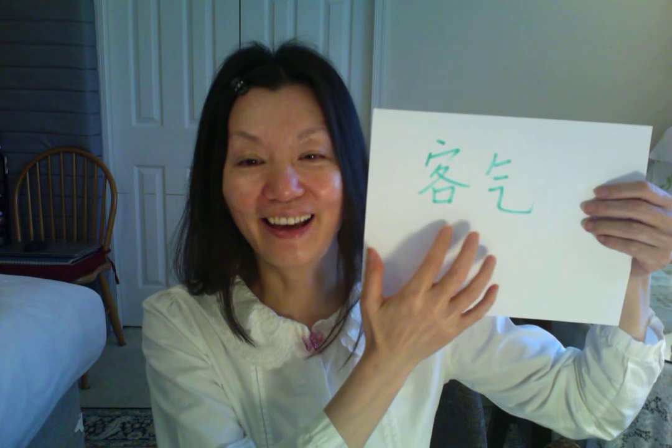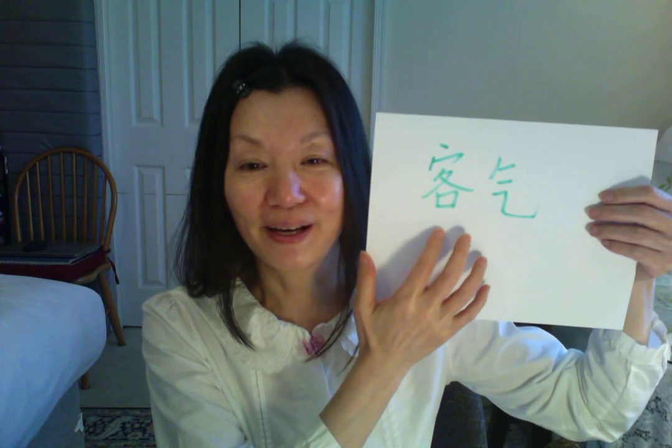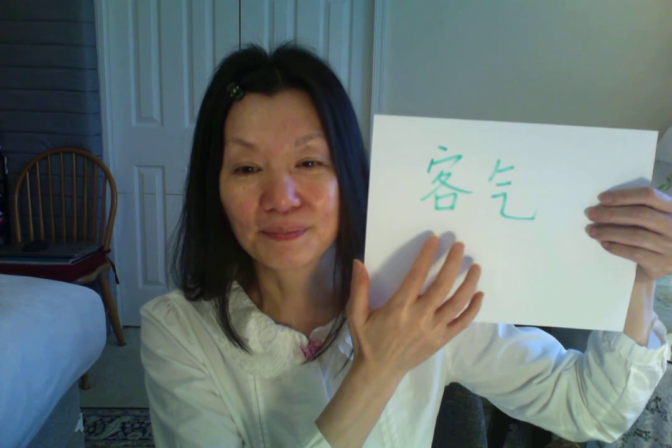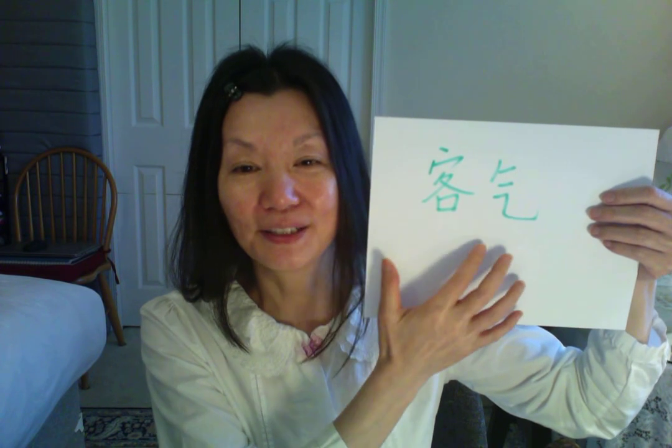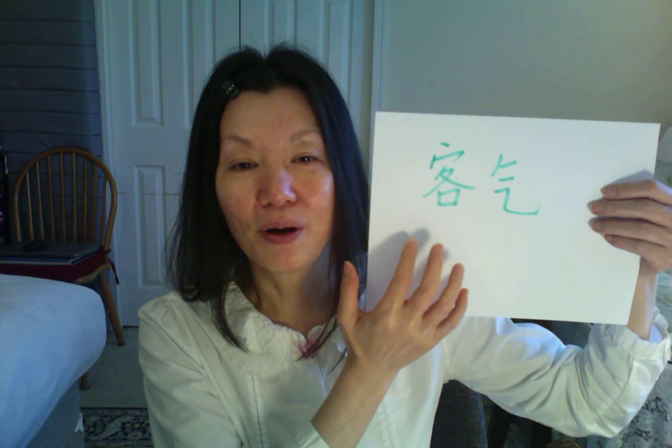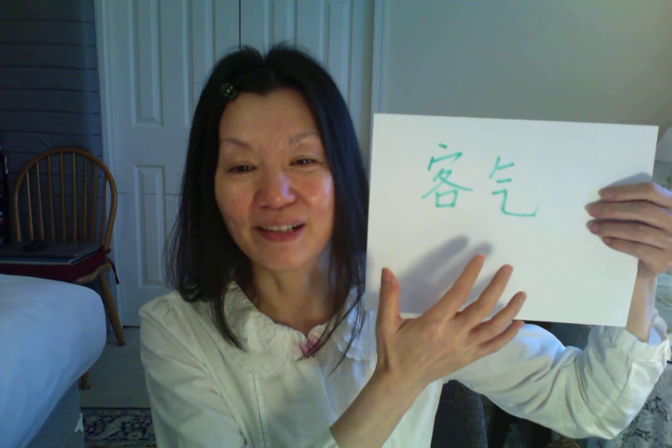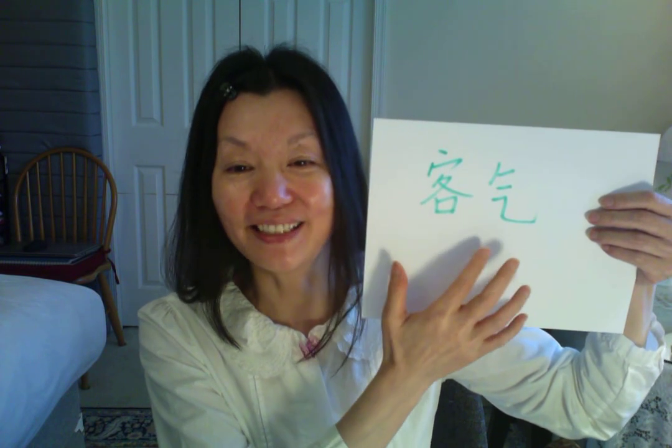Polite in Chinese, we say 客气. Polite. 别, do not. 别客气. Don't polite, no. 别客气, you're welcome. 客气, polite. Now we see another one here.